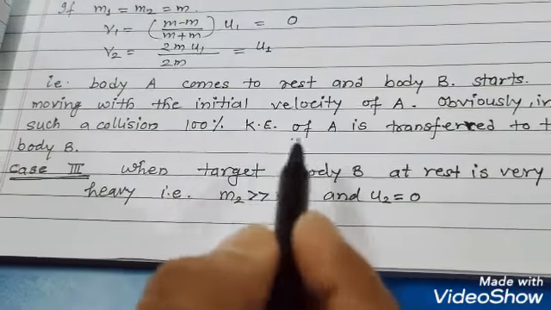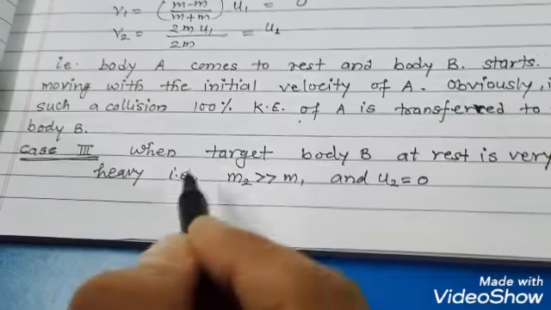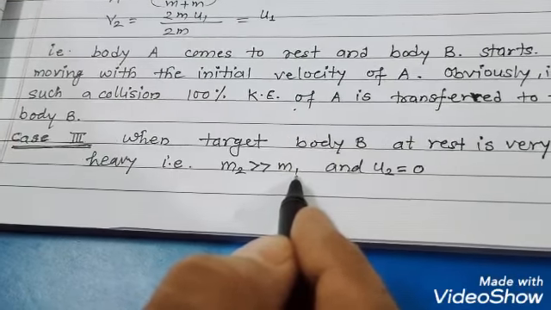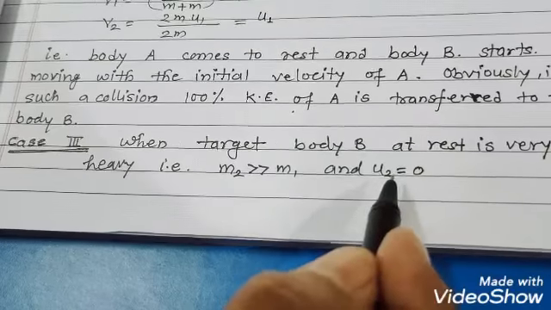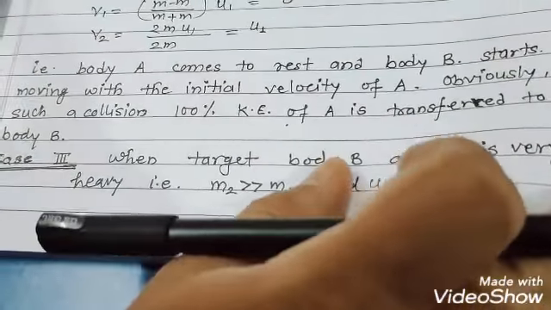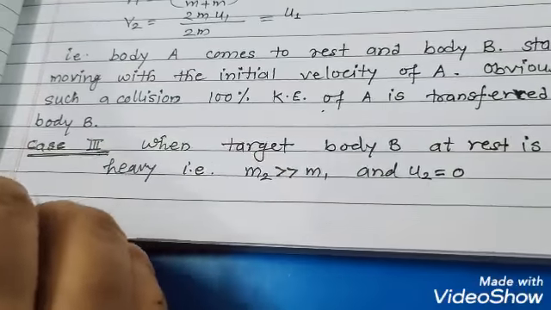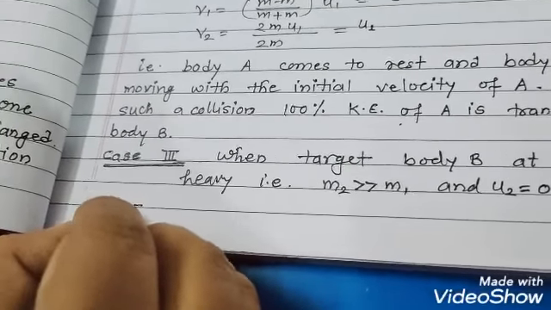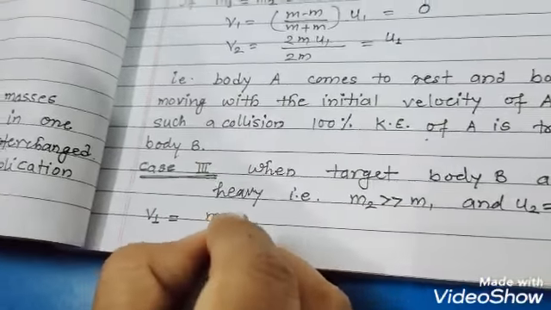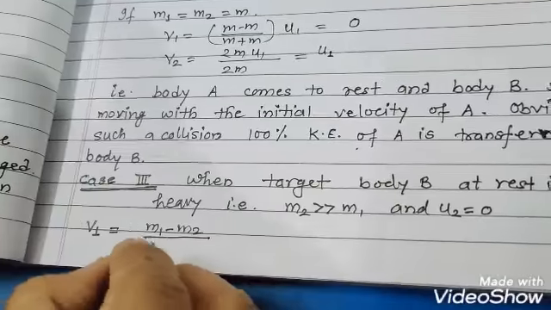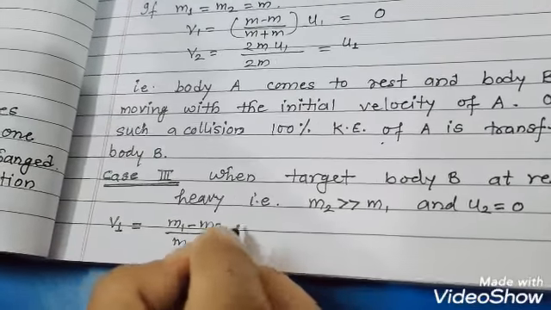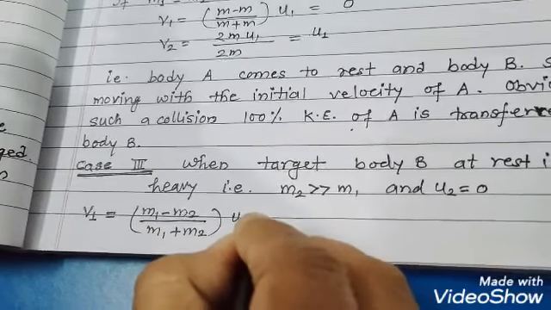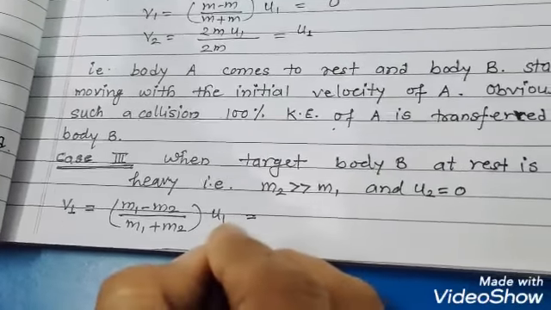Case 3. When the target body B at rest is very heavy, that means m2 is very large in comparison to m1, and u2 is equal to 0. In that situation we can write the formula for the velocity of body A: v1 is equal to (m1 minus m2) upon (m1 plus m2) times u1, and the second term is 0 because u2 is 0.